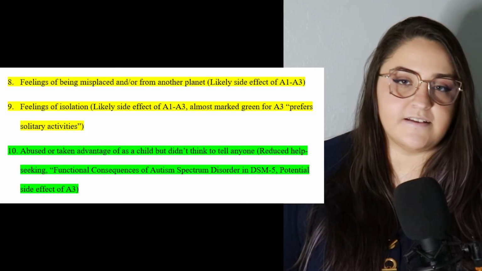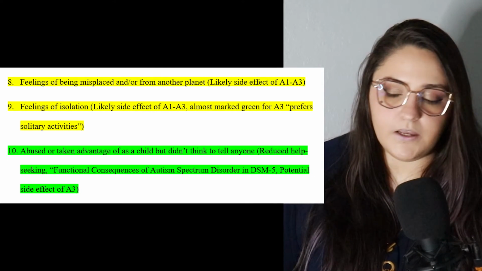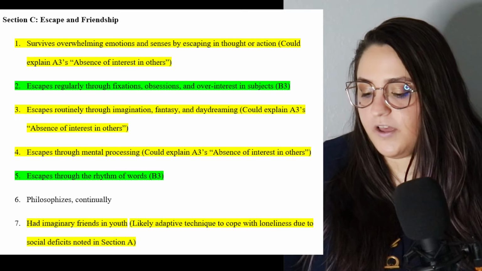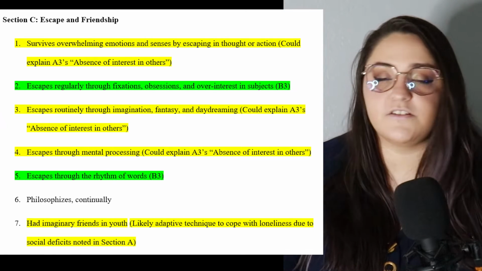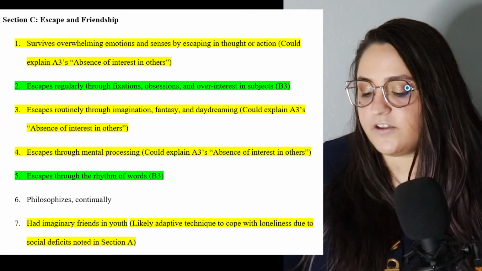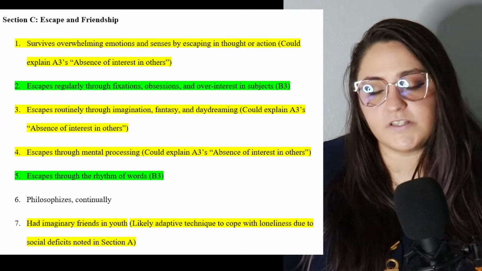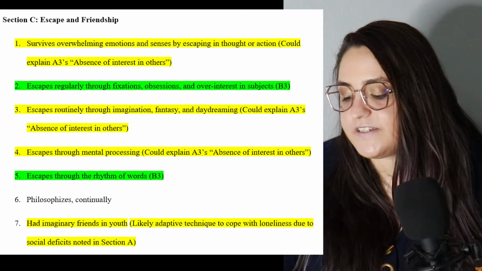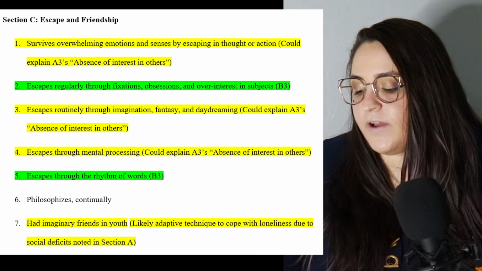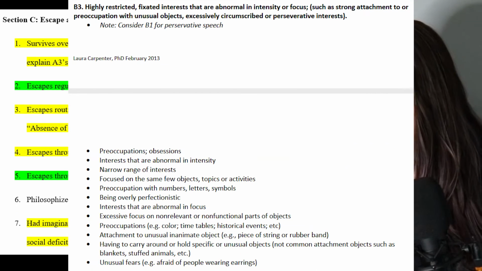And I also marked it as a potential side effect of A3. Section C, escape in friendship, survives overwhelming emotions and senses by escaping in thought or action. So I marked this one yellow because I feel like it could explain A3's absence of interest in others. Escapes regularly through fixations, obsessions, and over-interest in subjects. So this meets, in my opinion, the criteria for B3.